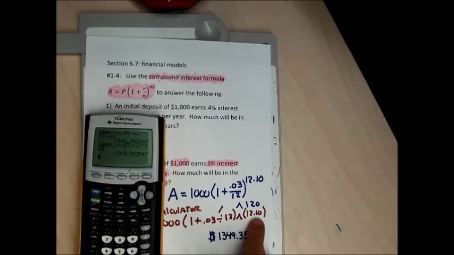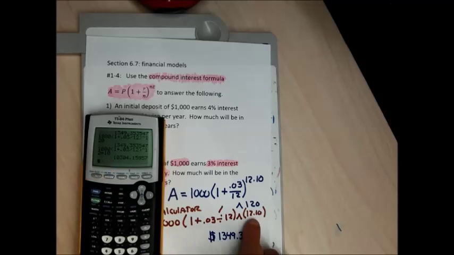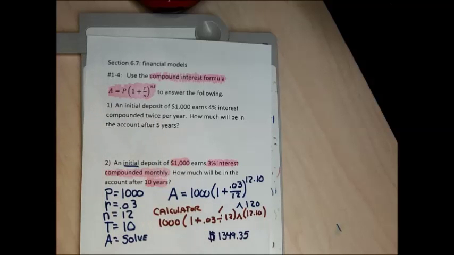If I didn't put the 12 times 10 in a parentheses and I did 1,000 times 1 plus 0.03 divided by 12, up arrow, 12 times 10. You'll watch that this number that I've gotten twice, I won't get anymore. You get a completely wrong number. So if you don't do the multiplication of the exponent, that multiplication needs to go in a parentheses. All right, so I'm ready to answer my question.